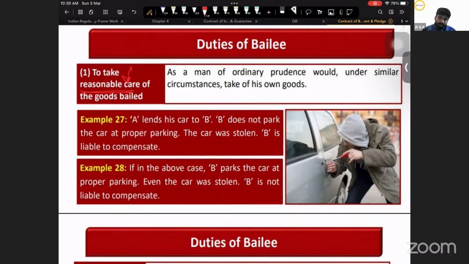If in the above case, B parks the car at proper parking, even if the car was stolen, B is not liable to compensate. This is what the fact says. B is not liable to compensate.